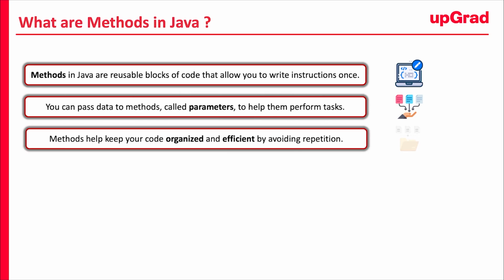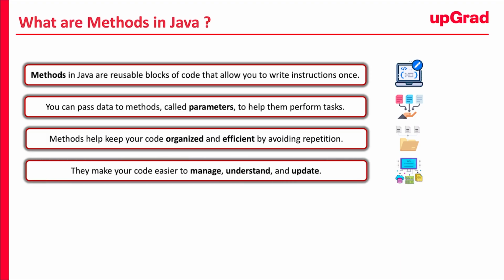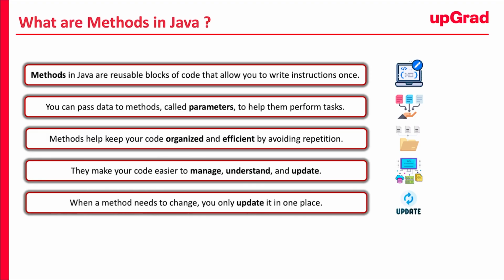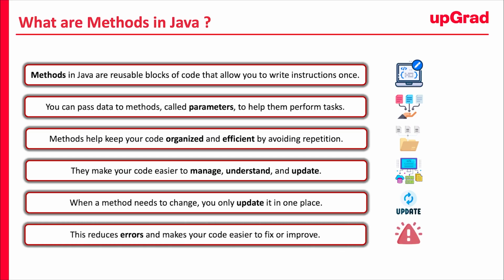Now, methods help keep your code organized and efficient. By putting certain tasks into methods, you can easily reuse the same code in different parts of your program. This makes your code easier to manage and understand. If you need to change something, you just update the method, and that change will work everywhere the method is used. This way, your code has fewer mistakes and is easier to fix or improve.